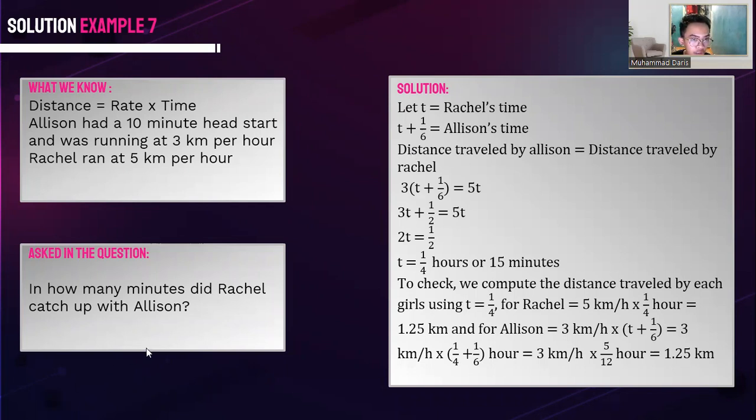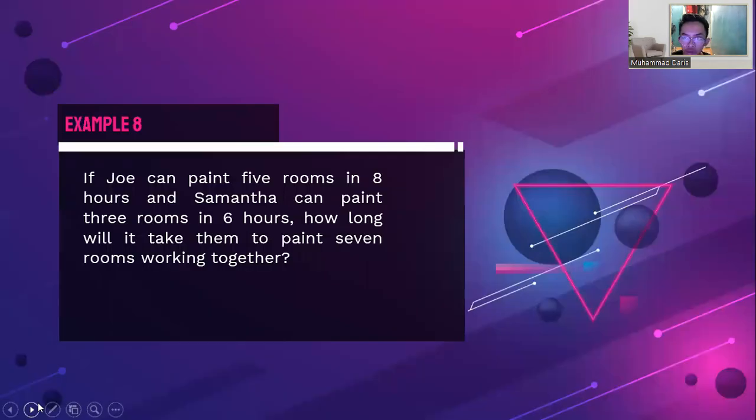Next is example 8. If Joy can paint 5 rooms in 8 hours and Samantha can paint 3 rooms in 6 hours, how long will it take them to paint 7 rooms working together?